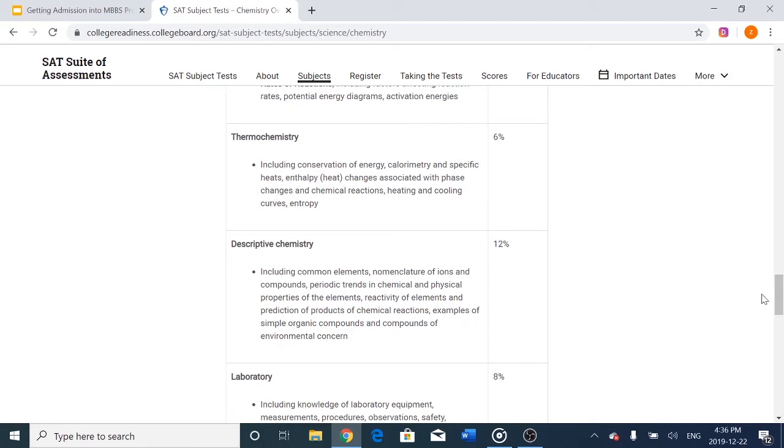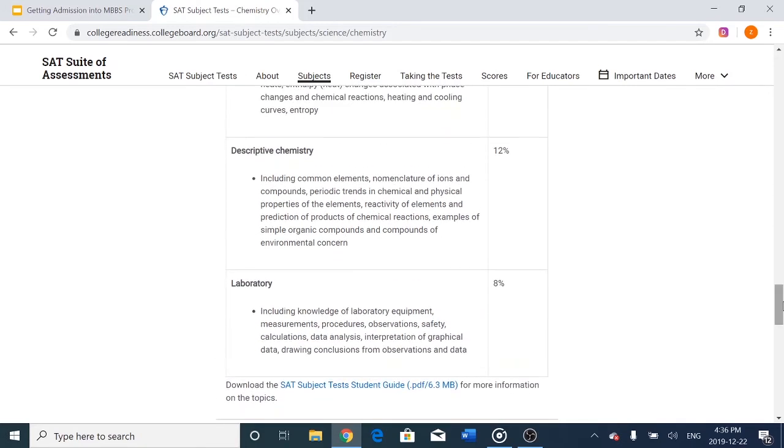You're gonna have to have a basic idea of common elements, common compounds like methane, and know a little bit about its properties. So this is stuff you'll find in the prep book, because they'll tell you exactly what descriptive chemistry you need to know. Now, this is part C.